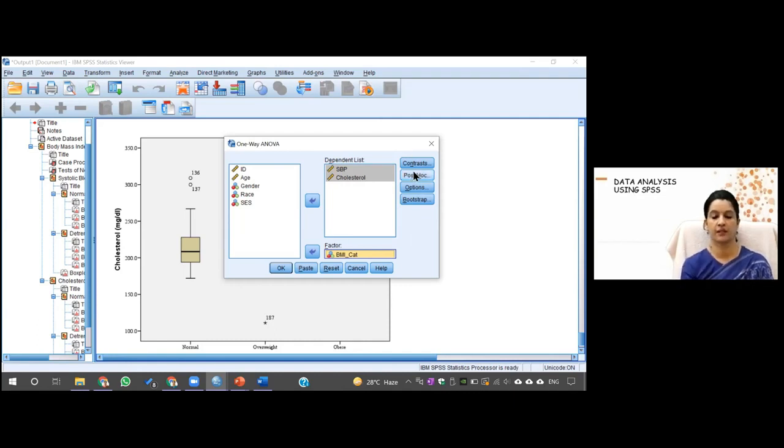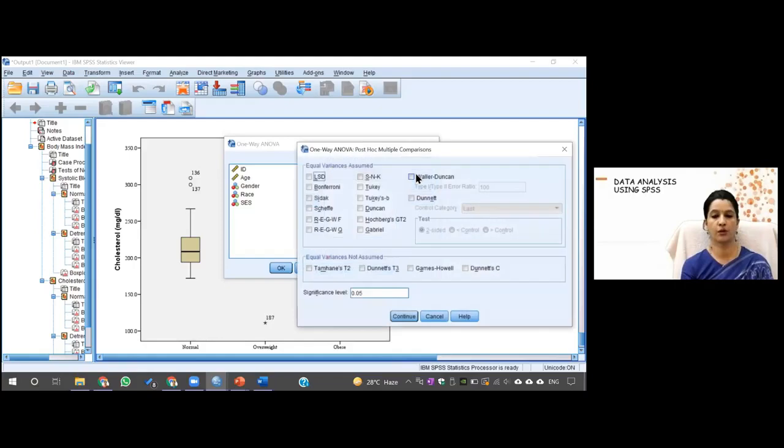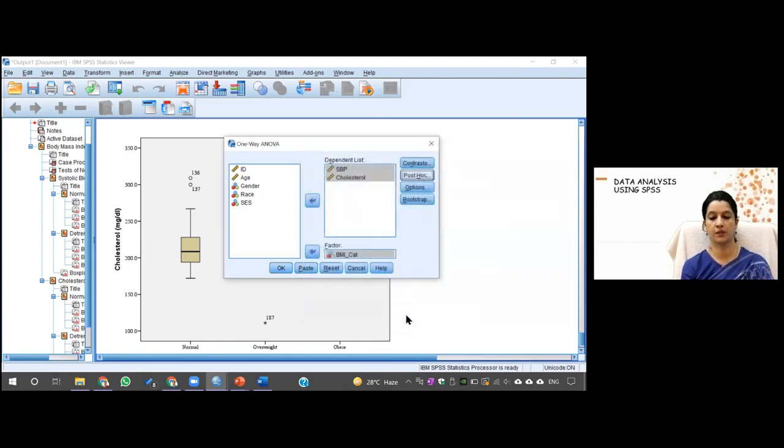that if you come to this post hoc you have to click. So we read about the two tests: when the equal variance is assumed, and if it is not assumed, then you have to click this Games-Howell, because this you will come to know only after the output is released. So you need to check these two beforehand. So that's why I have checked both this Games-Howell and this LSD, these two tests. So now I'll press this continue.